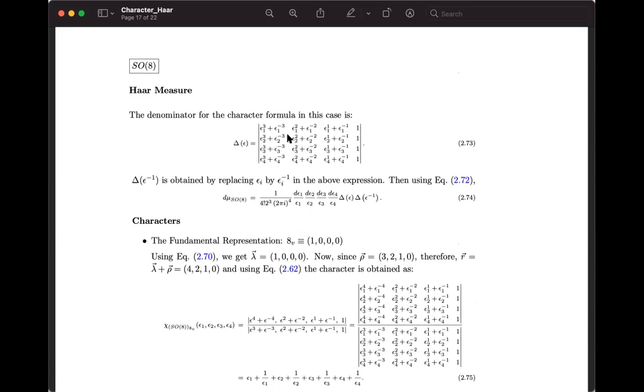So it will start with rho equal to 4 minus 1. So it's like starting with the cube. So we get this determinant, and we can compute this thing. So we get the Haar measure.